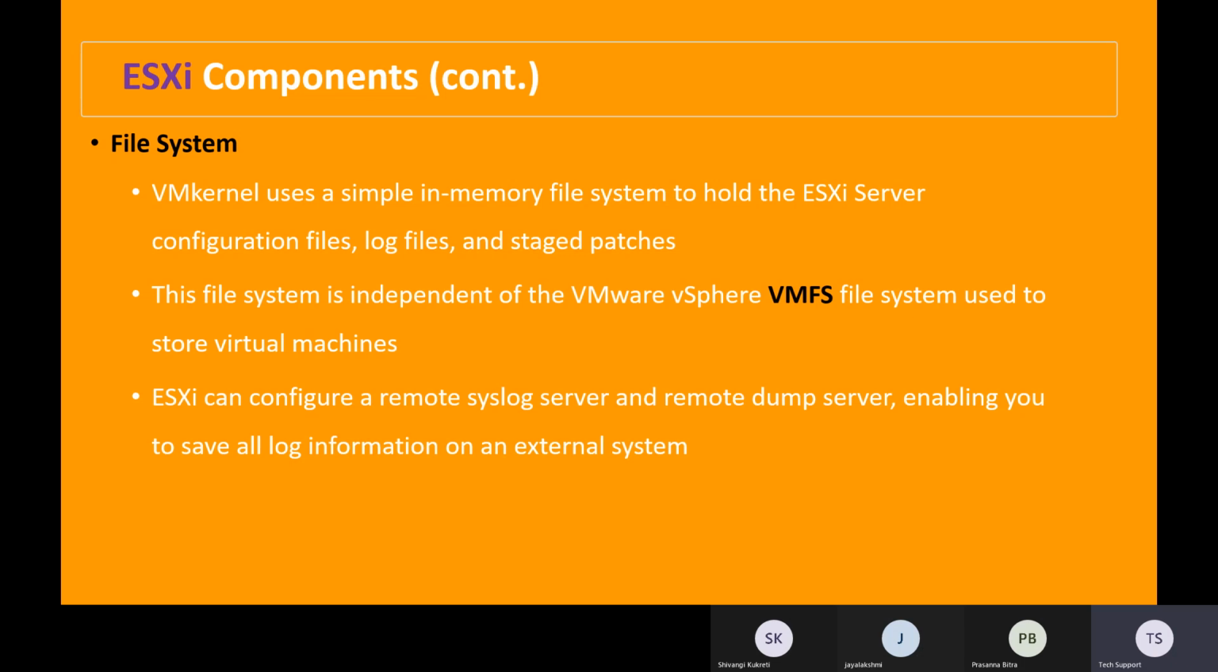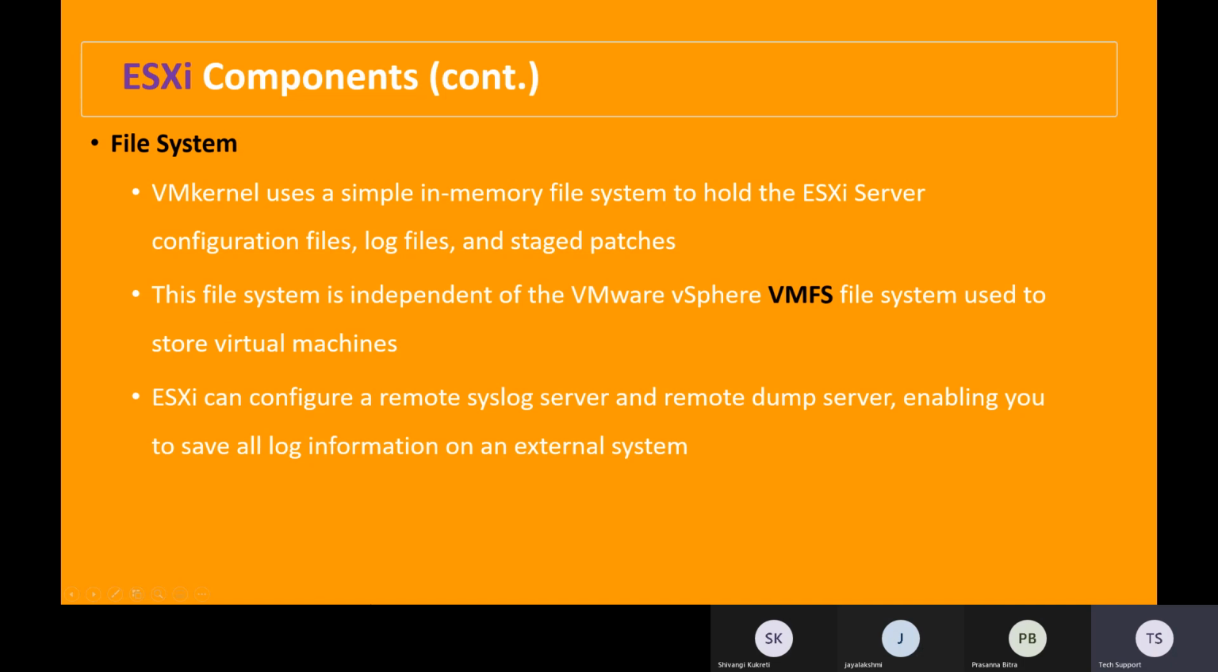And the file system: the VM kernel uses a simple in-memory file system to hold the ESX server configuration files, log files, and staged patches. Staged patches means already applied patches. And this file system is independent of the VMware vSphere VMFS file system used to store the virtual machines. The benefit of VMFS is just to store the virtual machines.